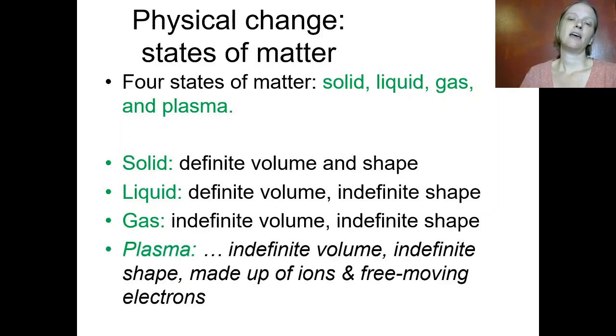Plasma has an indefinite volume and an indefinite shape. It's less dense than a solid or liquid, so it's more like a gas in that sense. It's the most abundant state of matter in the universe because it's what stars are made of. It's made up of ions and free-moving electrons. But we're not going to be dealing with plasmas in chemistry class this year.